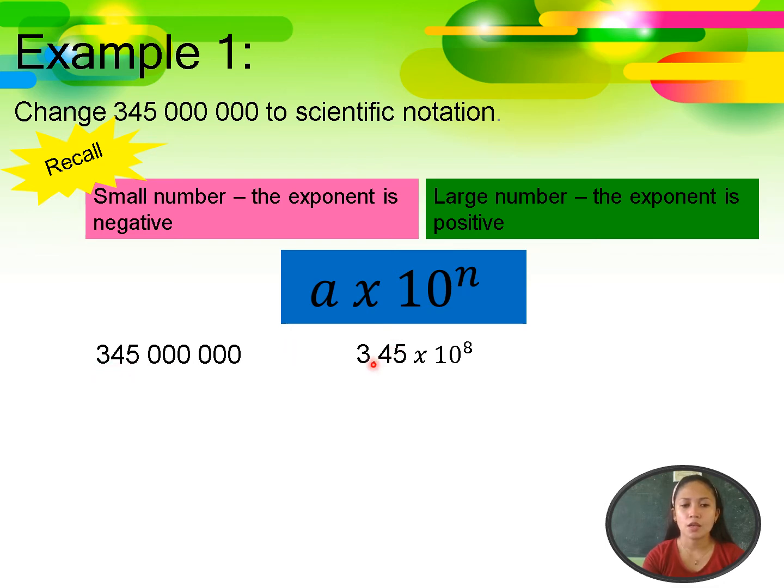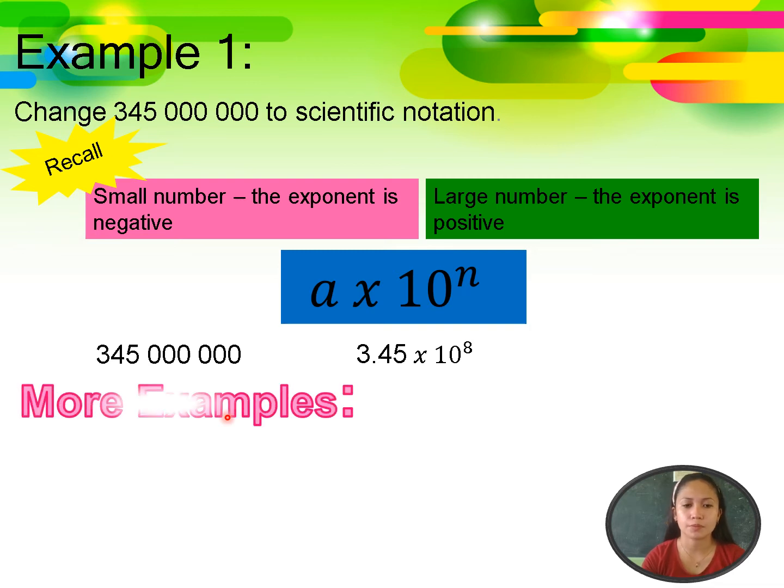So we'll write 3.45 times 10, the constant, and 8. We get 8 from the number of movements. That's 1, 2, 3, 4, 5, 6, 7, and 8. So we stop here. So that is 8. So it's positive because this is classified as a large number. Let's have more examples.